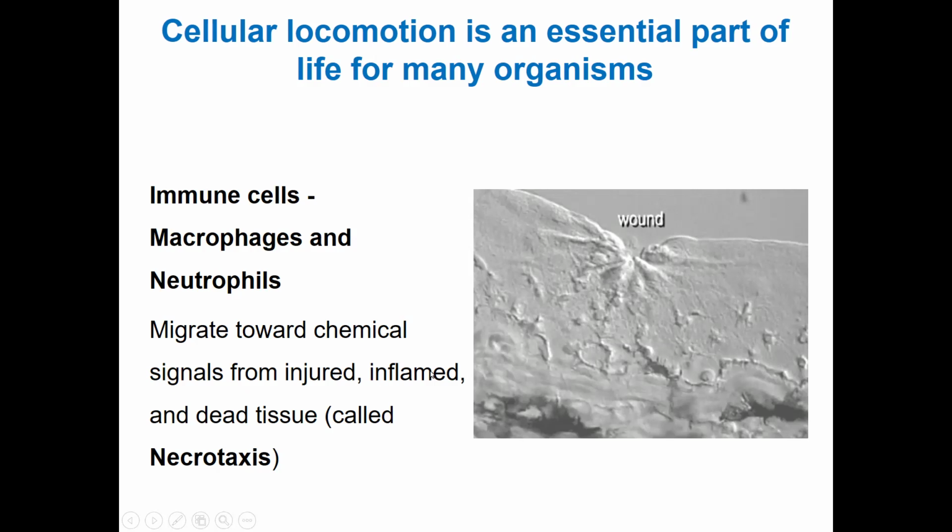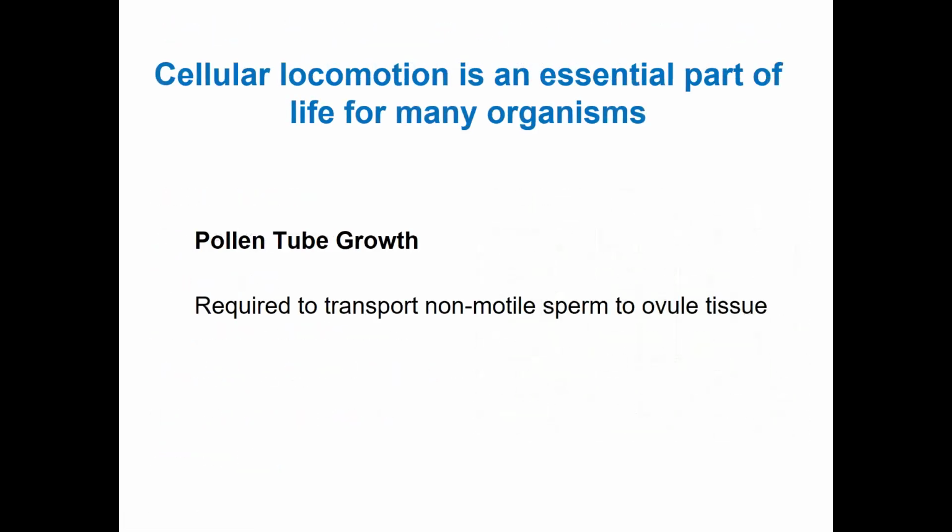Wound or injury or inflamed or dead tissues release some chemical signals, and it is called necrotaxis. That is, macrophages and neutrophils show preferential movement toward the chemicals released due to the necrosis process, and it is called necrotaxis.